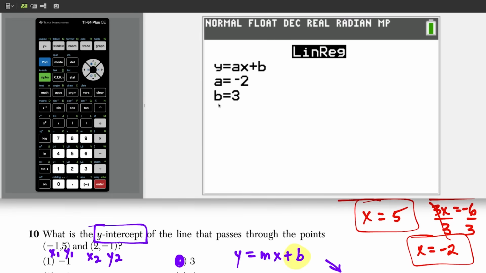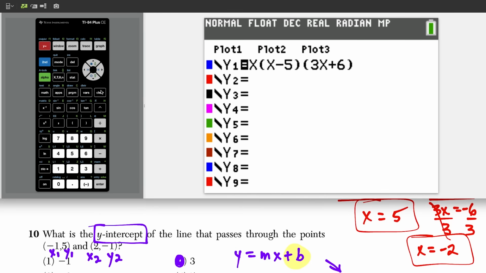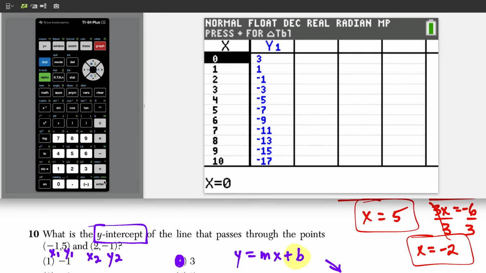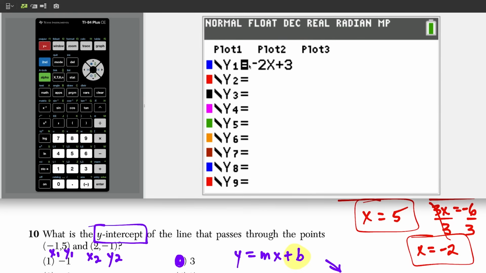Okay, so here's our equation. If A represents the slope and B is the y-intercept, the line would be -2x plus 3. And if I really want to play it safe here, let's say I'm not confident that this is definitely going to be 3. If I put in -2x plus 3, and then I go to the table, I press second graph, notice the points here. We have -1, 5 shows up, and we have 2, -1 shows up. And this has a slope here of -2 and a y-intercept of 3. So choice 3 is definitely our answer.